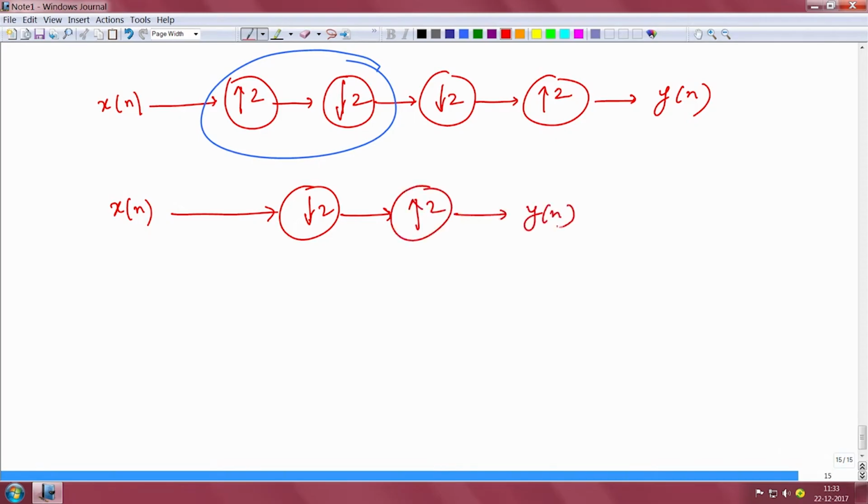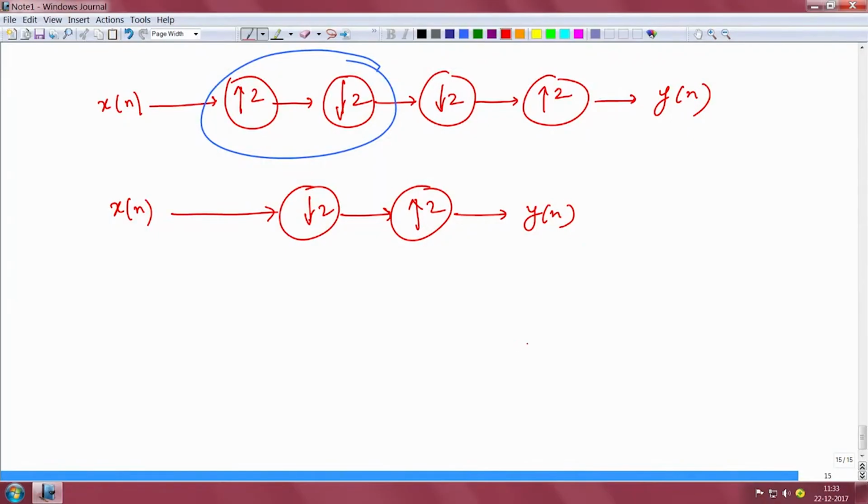So, the key thing to note here is upsampling by a factor of M followed by downsampling by a factor of M is an identity. However, the reverse is not true, that is, the downsampling by a factor of 2 followed by upsampling by a factor of 2 does not lead to identity.